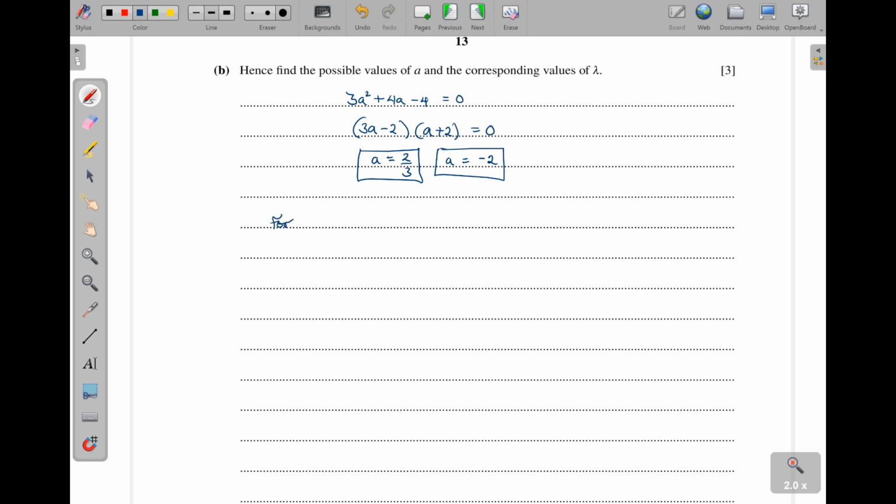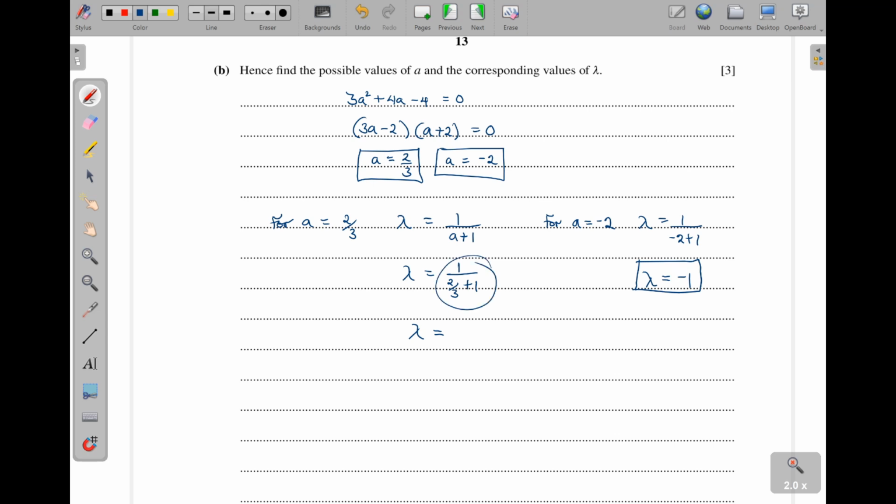Now, for a equal to 2 out of 3, remember lambda is equal to 1 out of a plus 1. We saw it when we were solving before. So that means lambda here is going to be 1 over, this is 2 over 3, then plus 1. So what will be lambda here? Then the other one is a is equal to negative 2. That means lambda is going to be equal to 1 over negative 2 plus 1. Of course, this one is going to be negative 1, because you have 1 over negative 1.